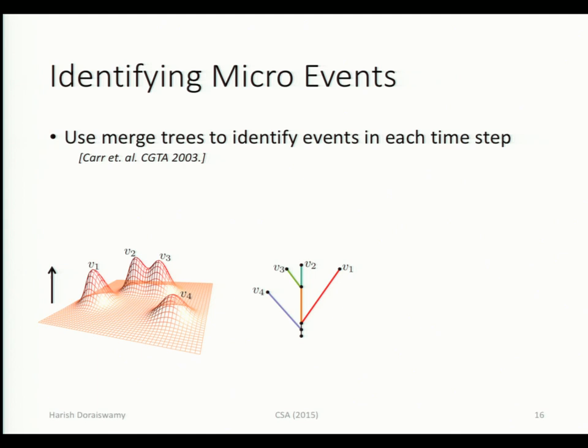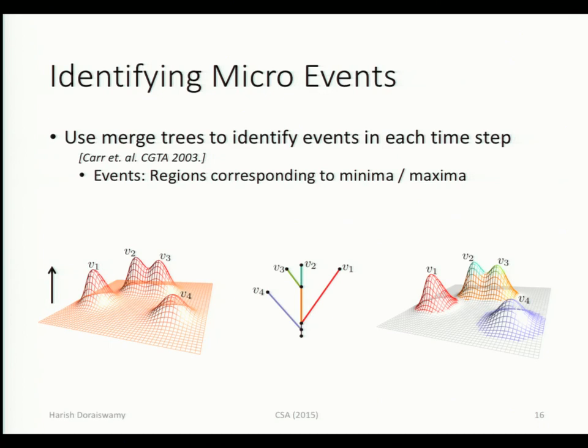And the advantage is if you look at each edge and the corresponding region, you can get a nice segmentation of the entire domain. I don't know how clear the colors are, but the color of an edge is mapped to the corresponding segmented region over here. In this case, we are looking at the maxima, and we take the edge corresponding to that maxima, and we look at that segment, and that is going to give us the micro event for our particular time step.